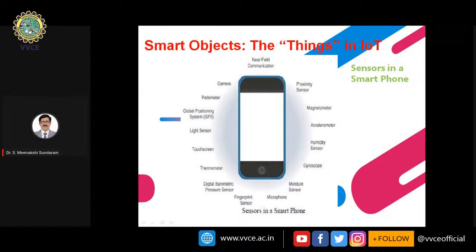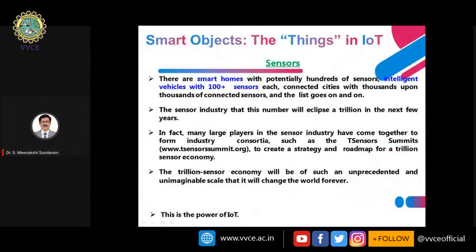Now coming to the impact of smartphones. Smartphones have numerous sensors: near field communication for understanding the communication area, proximity sensors, magnetometers, accelerometers, humidity sensor, gyroscope, moisture sensor, microphone for input of signals, fingerprint sensor, digital barometric pressure sensor, thermometer, touchscreen, light sensors, GPS tracking, camera. So like this, various sensors are available even in our smartphone, which has made a great impact on the IoT.